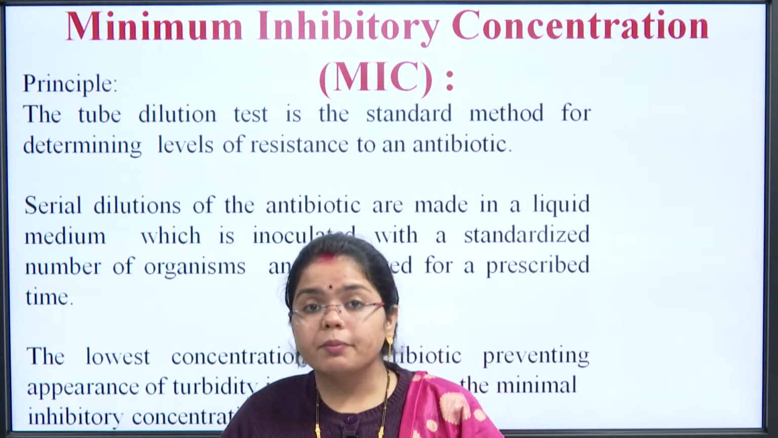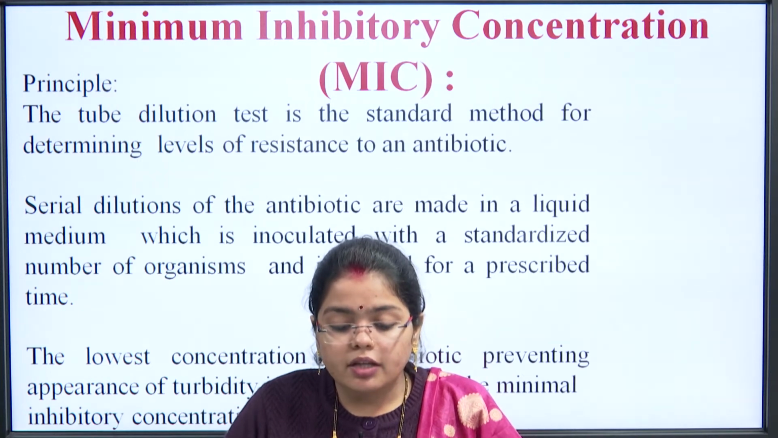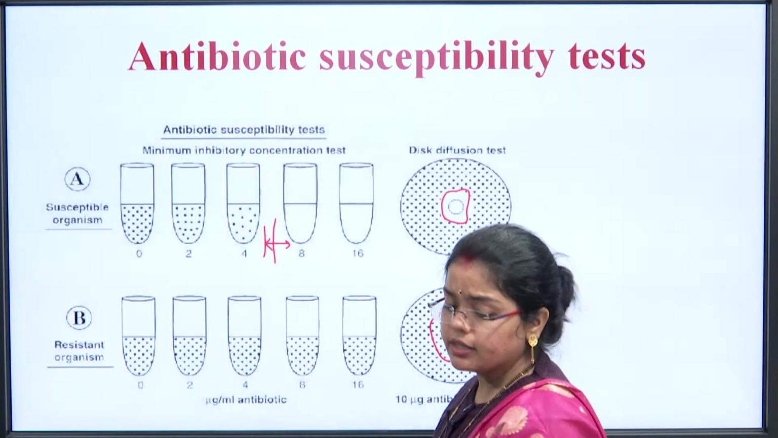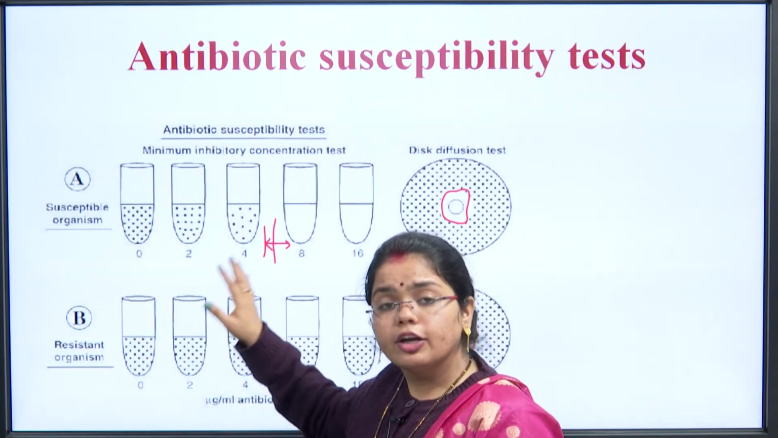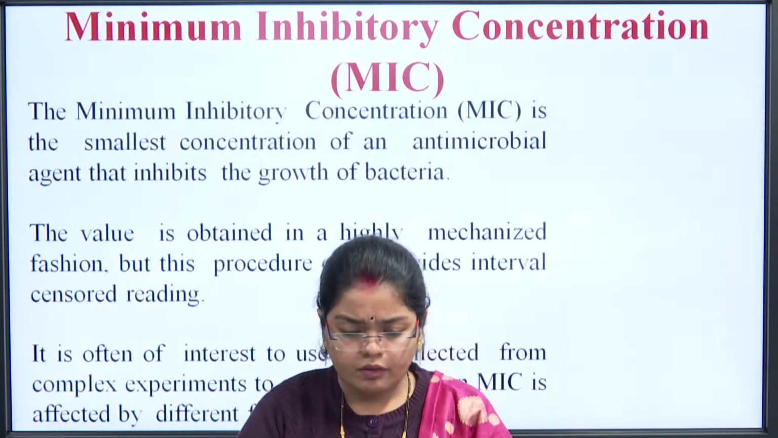Then what is the principle behind MIC? The tube dilution test is the standard method for determining the levels of resistance to an antibiotic. Usually the tube method is done. As you can see in this, we have placed the organism in the tube, we have added the antibiotic into it. So it is a tube method, it is very easy for us to use.